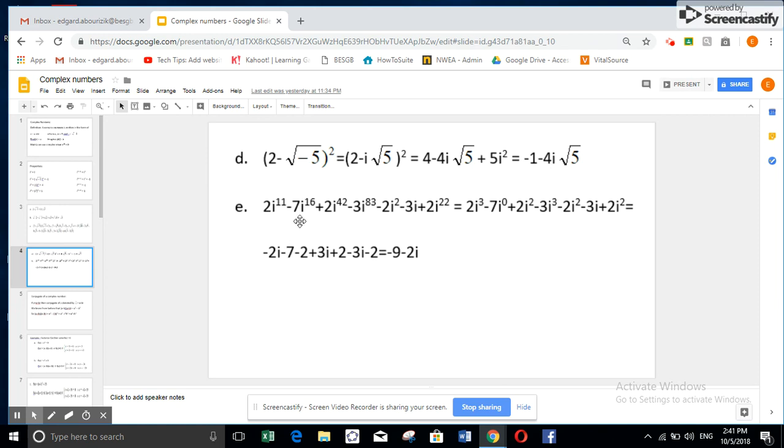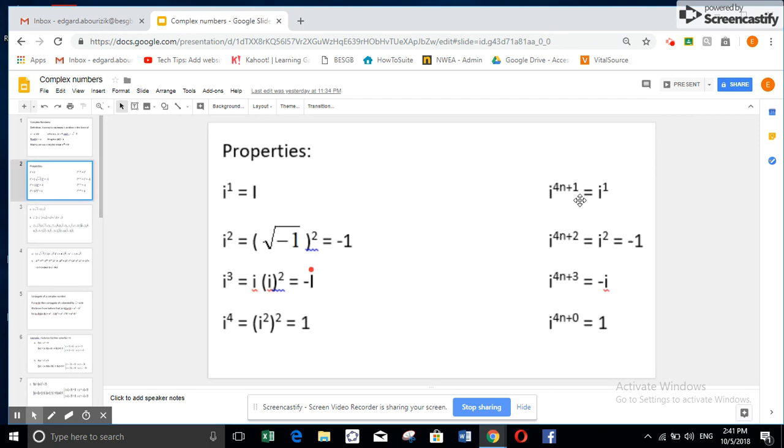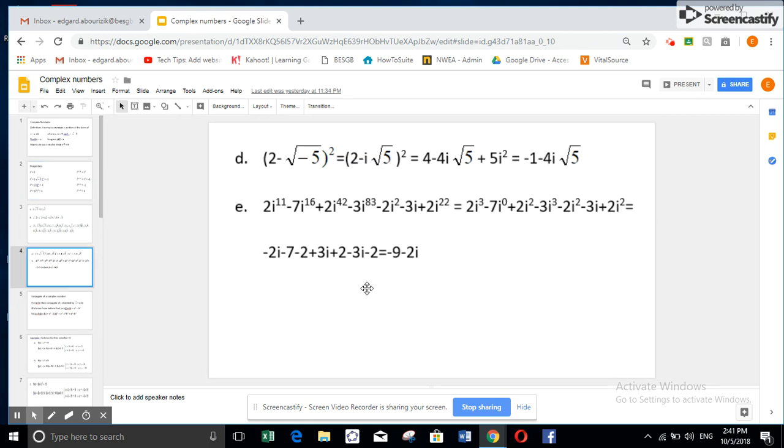If we take this one, as I told you in this example here, if the remainder of the division of the power by 4 is 1, it's i. If it's 2, it's minus 1. If it's 3, minus i. If no remainder, it's 1. So here, i to the 11, if you divide 11 by 4, the remainder is 3. 16, if you divide it by 4, the remainder is 0, no remainder, divisible. 42, if you divide it by 4, the remainder is 2. 83, the remainder is 3.